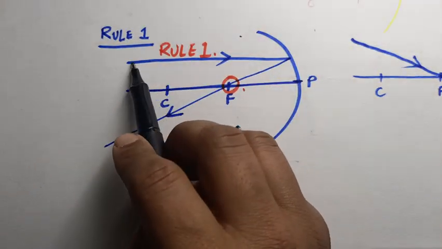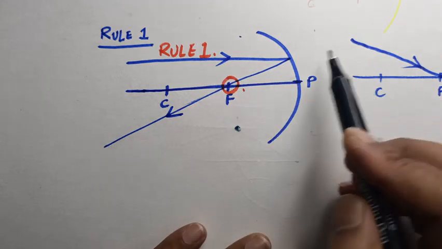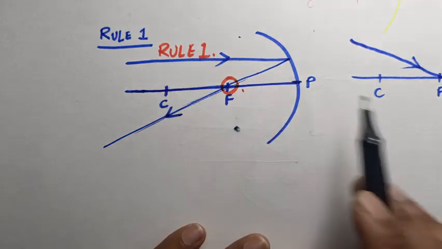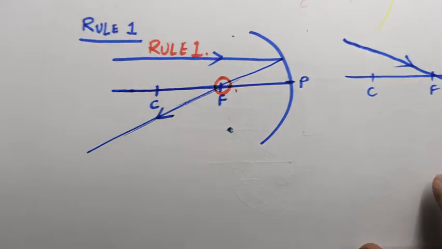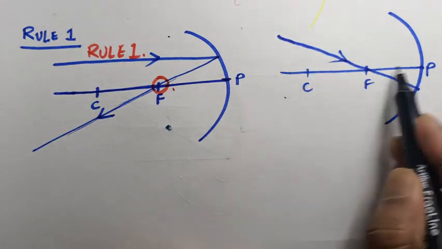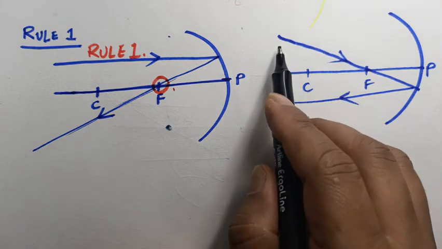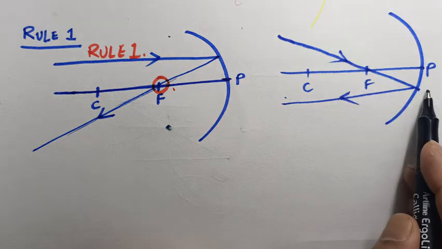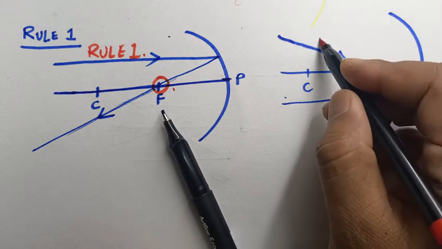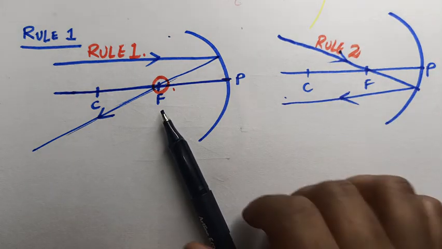Rule 1 is a ray of light which travels parallel to the principal axis and passes through the focus. Rule 2 is just the opposite. A ray of light which passes through the focus becomes parallel to the principal axis. Once again, a ray of light which passes through the focus becomes parallel to the principal axis. Now this is your rule 2, okay? Rule 2. Then the third one, right?